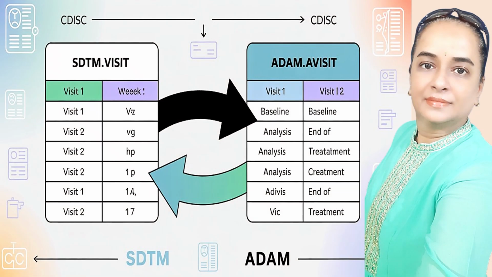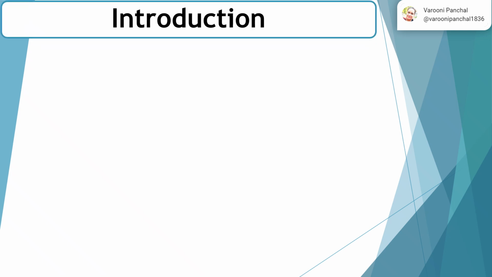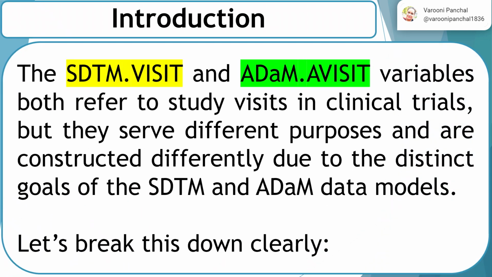SDTM visit versus ADaM.AVISIT. Introduction. Now the SDTM.VISIT and ADaM.AVISIT variables both refer to the study visits in clinical trials, but they differ in purposes and they are constructed differently due to the distinct goals in the SDTM and ADaM data models. So let's go through certain examples and real world scenario examples.